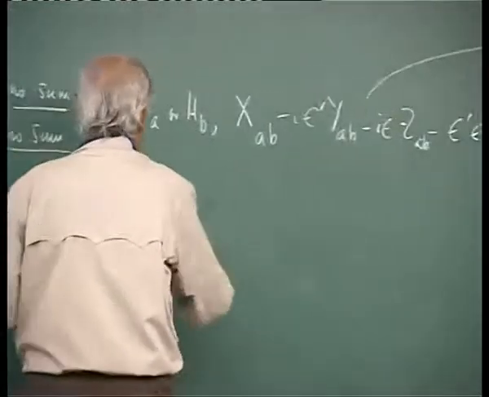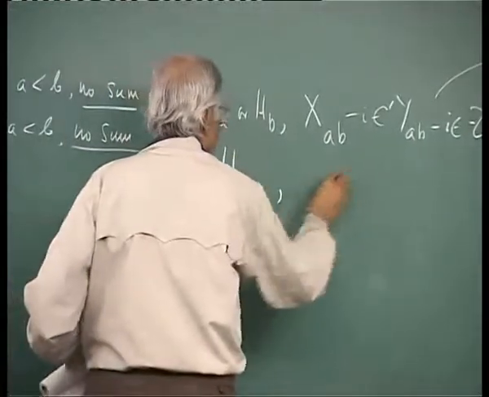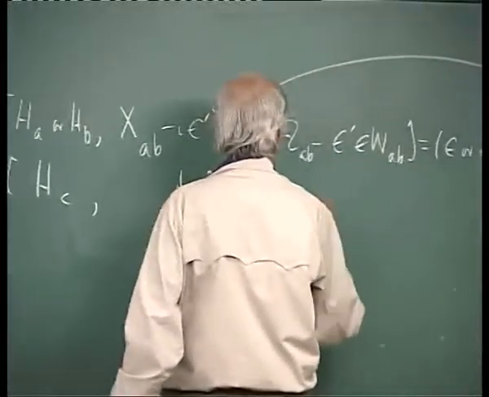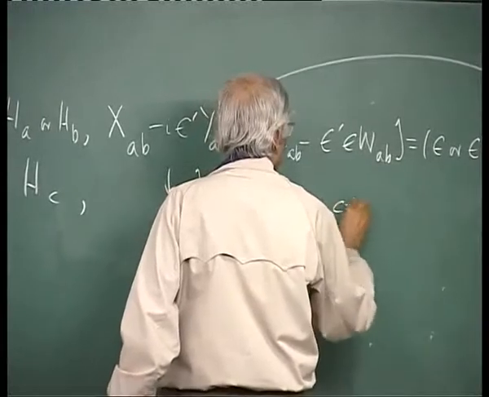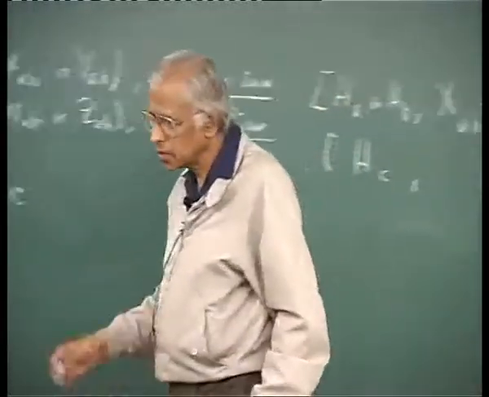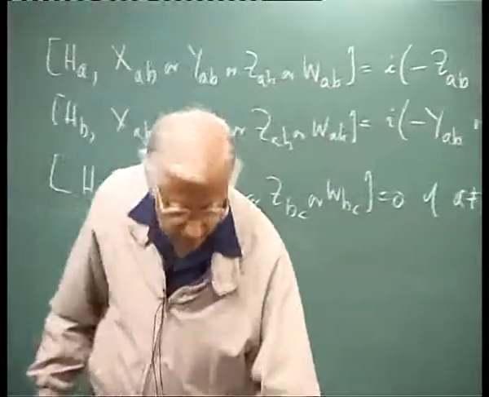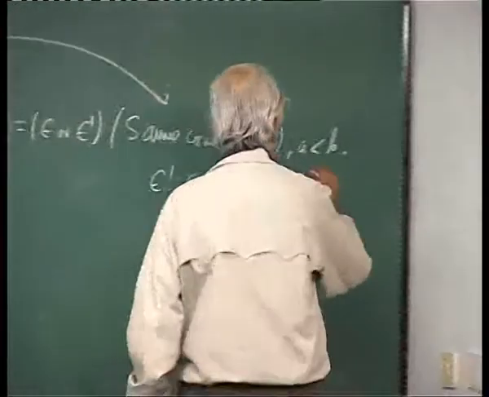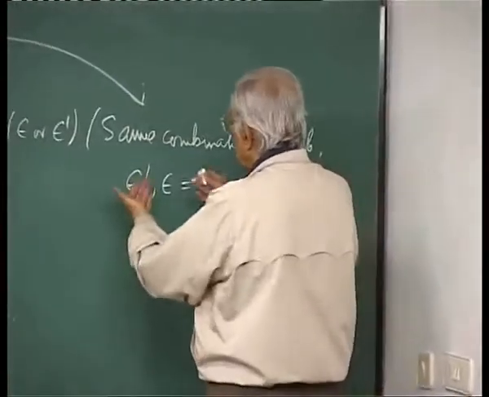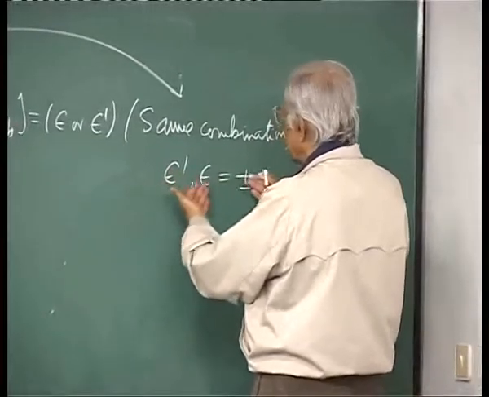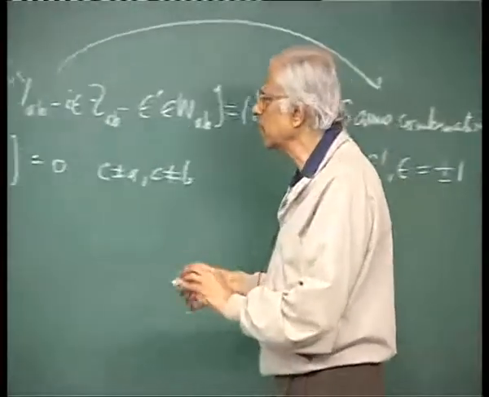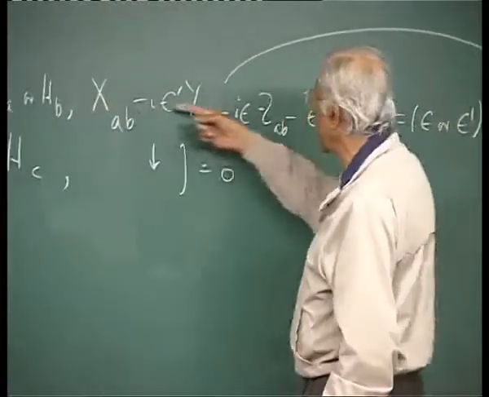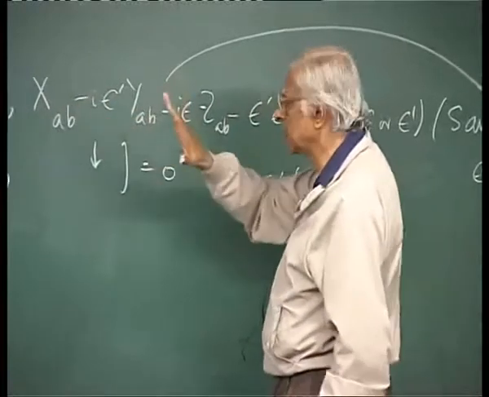And here, if you were to commute this whole thing with some other Cartan generator, it would be zero if C is not equal to A, C is not equal to B. So what does it mean? Take A less than B. That is understood. Choose some signs for epsilon and epsilon prime, each one plus 1 or minus 1. Once you have chosen A, B, epsilon and epsilon prime, this combination, complex combination of the real generators, is determined.